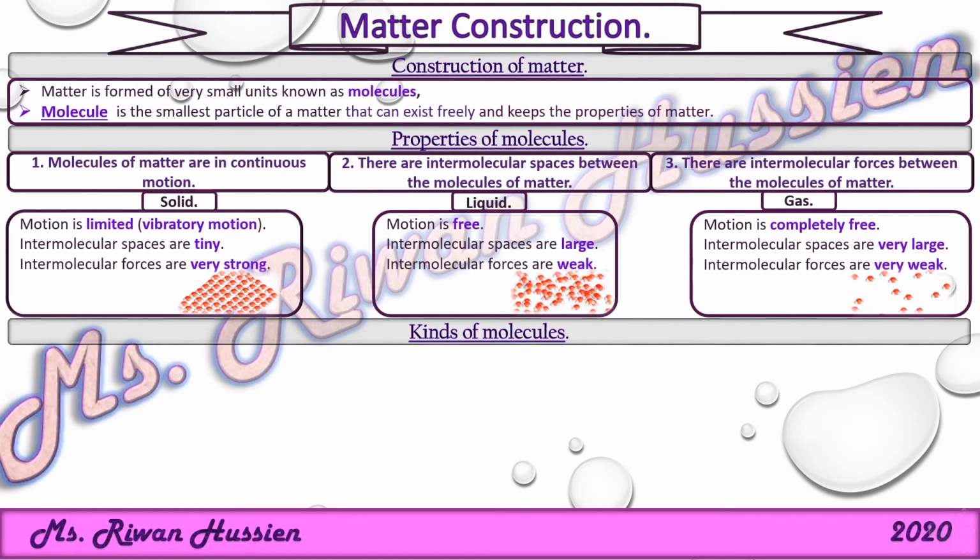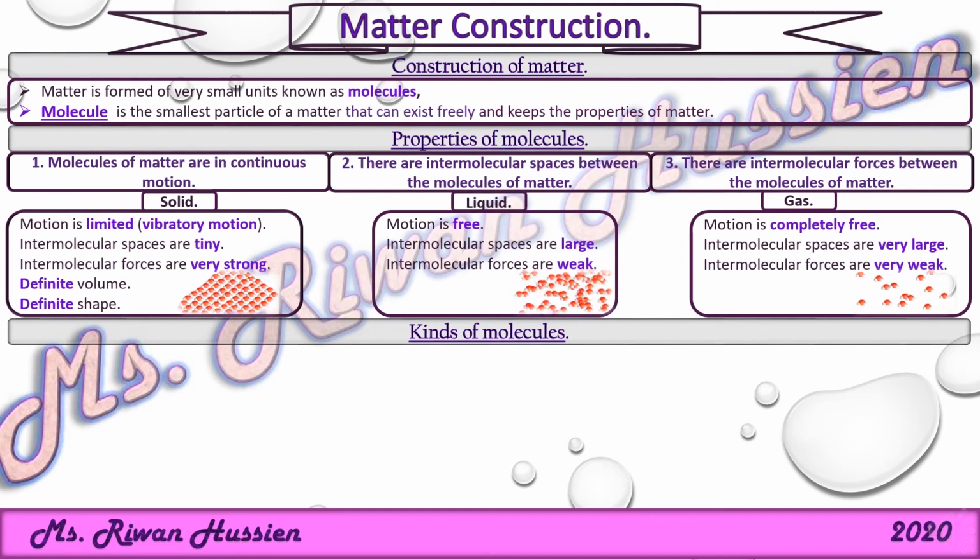And we've concluded that solid matter has definite volume and definite shape. And this is because the motion of solid molecules is limited, the intermolecular spaces between the solid molecules are tiny, and the intermolecular forces between the solid molecules are very strong. So, solid matter keeps its volume and shape whatever the shape of the container changes.